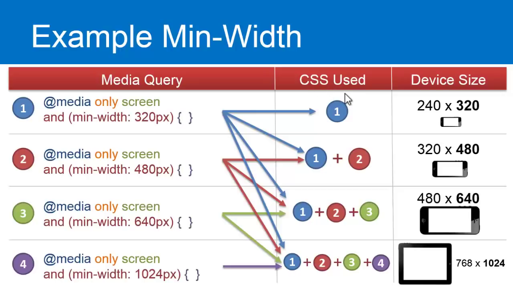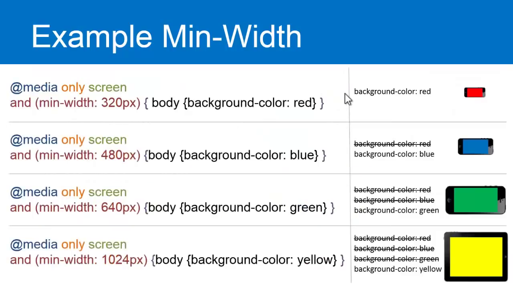And as you start getting larger in screen real estate, you're going to be overriding those smaller screen style sheets. So for example, if I have a background color of red, which is for the small screen, as you get down into the larger screens, it's overriding those smaller CSS properties.